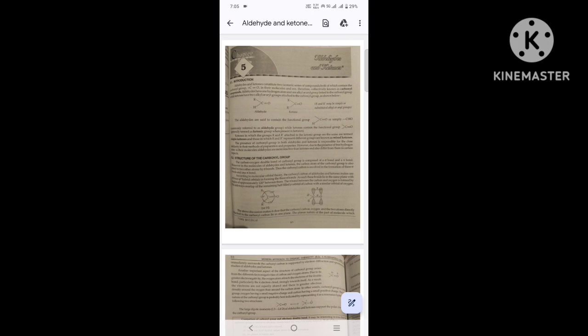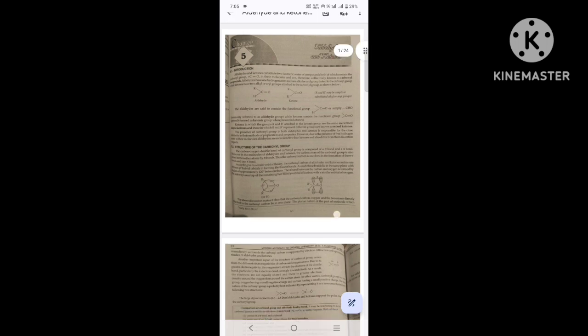Aldehydes are said to contain the functional group CHO, and the ketones contain the functional group C double bond O with two bonds to alkyl groups. Ketones in which the groups R and R dash attached to the ketonic group are the same are termed simple ketones, and those in which R and R dash represent different groups are known as mixed ketones. The presence of the carbonyl group in both aldehyde and ketone is responsible for the close similarity in their methods of preparation and properties.